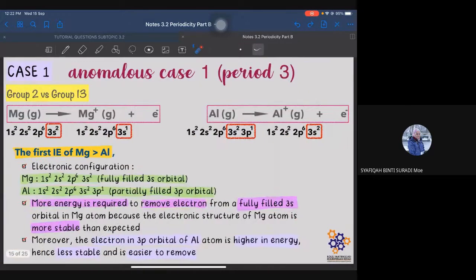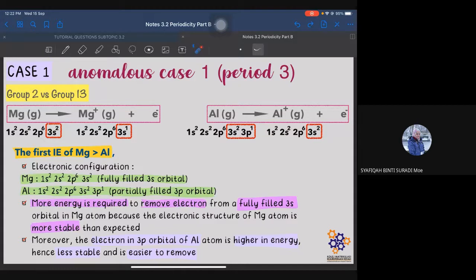Okay, masih dalam case yang pertama tapi sekarang dekat period 3 masih between group yang sama. Tapi sekarang kita punya elemen berbeza lah, magnesium dan aluminium. So sama juga sebenarnya dia punya explanation. Okay, first IE of magnesium is larger than Al. Sebab kita present dia punya electronic configuration dulu. So if you can see here, magnesium dia ada fully filled 3s orbital. Maksudnya first electron kita remove from the fully filled 3s orbital. Okay, and then untuk aluminium, the first electron that is removed is from the partially filled 3p orbital.